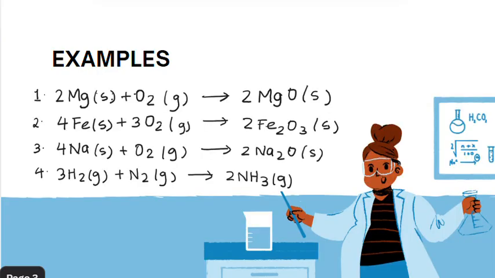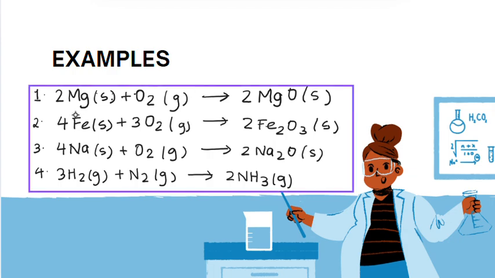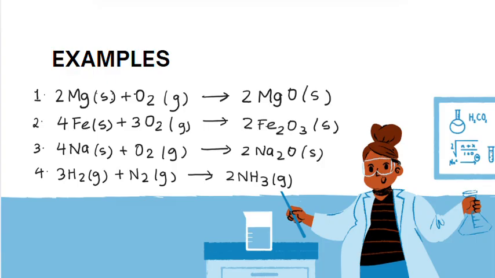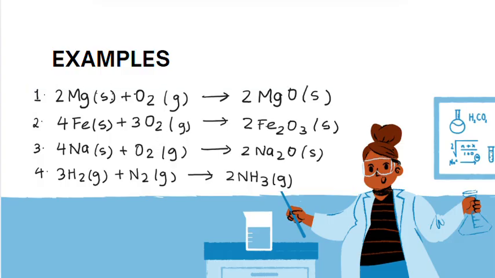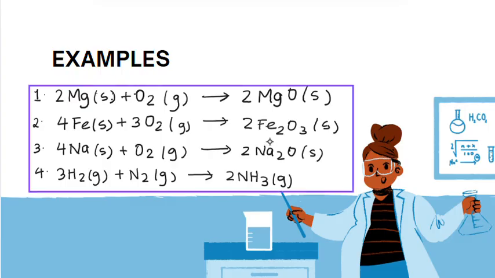Let us look at the different examples here. In the first example we have 2 Mg, which is a solid, plus O2, which is a gas. It will react and give us 2 MgO, which is a solid, as the product. The next reaction is 4Fe, which is a solid, plus 3O2, which is a gas. These will combine and react and give us 2Fe2O3, which is once again a solid.